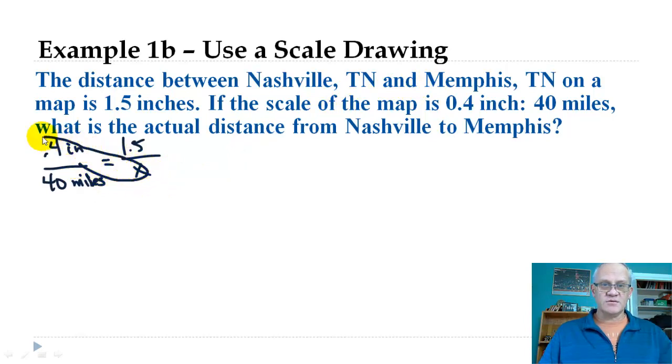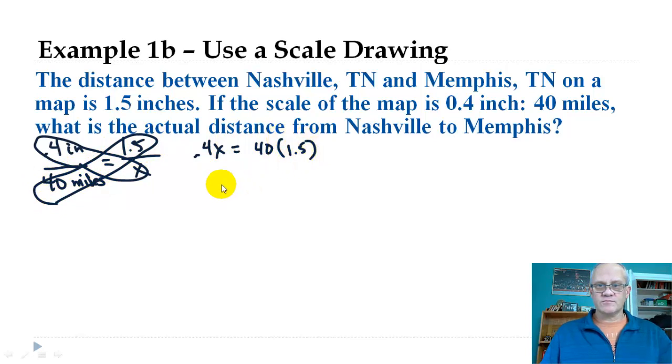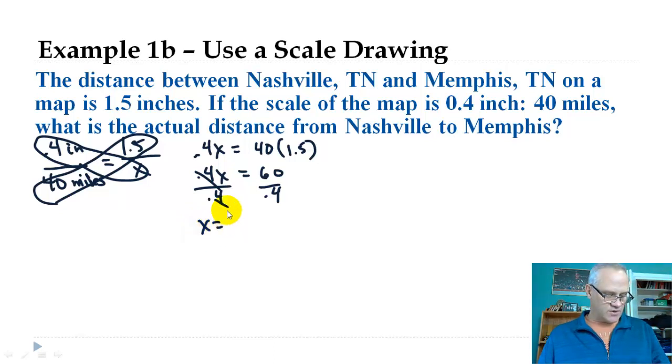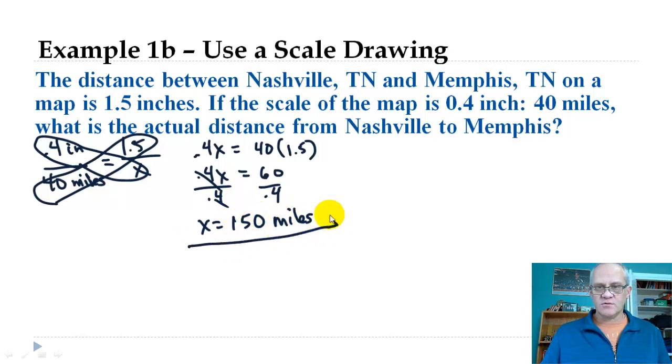Cross multiply. Okay, so this will be 0.4x equals 40 times 1.5. And so 40 times 1.5 is 60. So I have 0.4x equals 60, and then I'll divide by 0.4. And so 60 divided by 0.4 gives me 150. So we would say, well, this would have to be 150 miles from Nashville to Memphis.